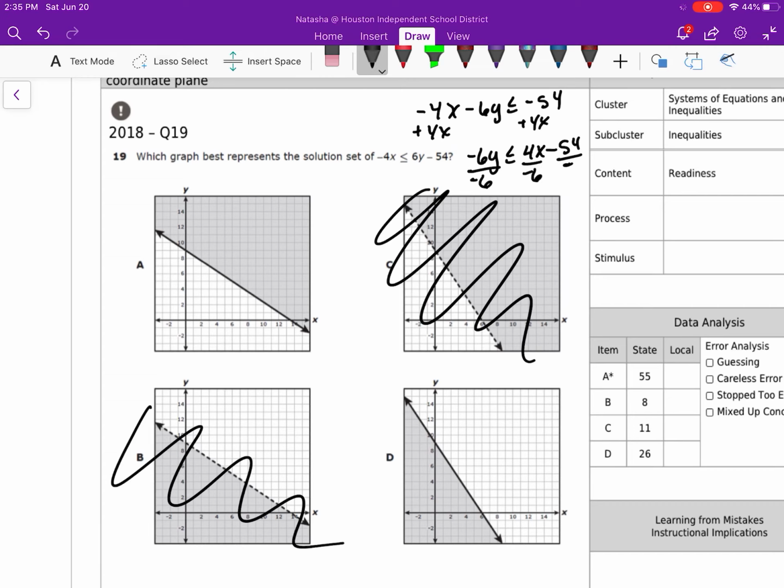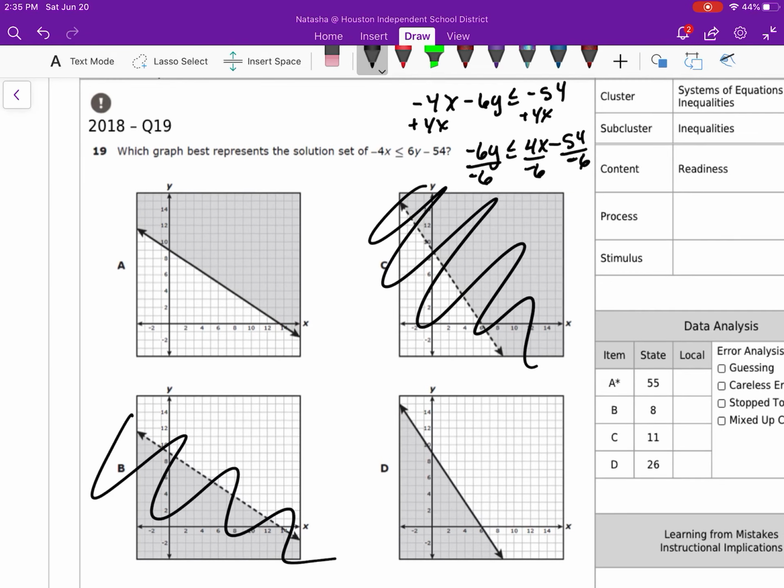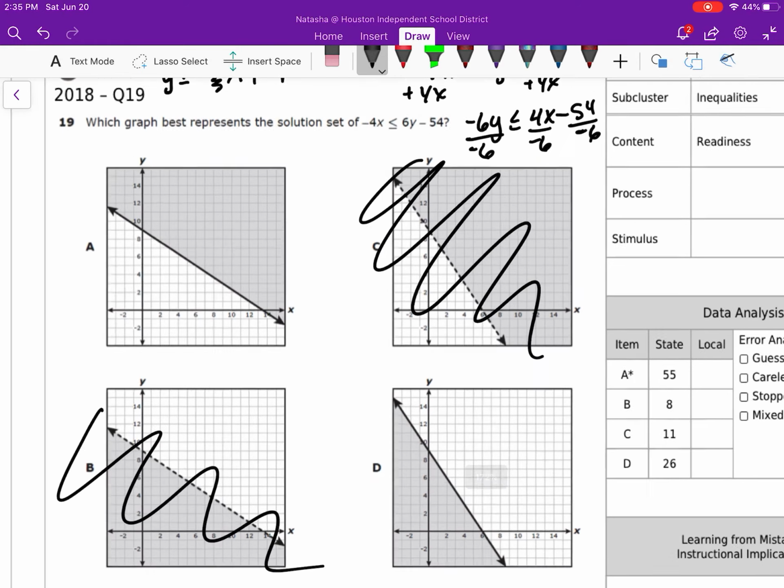Now I'm going to divide by negative 6. Whenever you divide by a negative number, you need to flip your inequality symbol. So this is going to become y greater than or equal to negative 2/3 x, and then plus 54 divided by 6 is going to be 8, I believe. Let me double check. No, 9. I was off by 1. So that's going to be 9. So I have a y-intercept of 9.